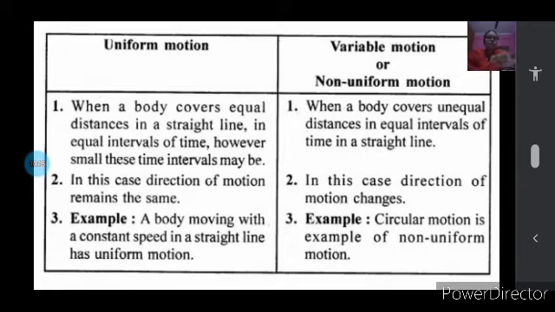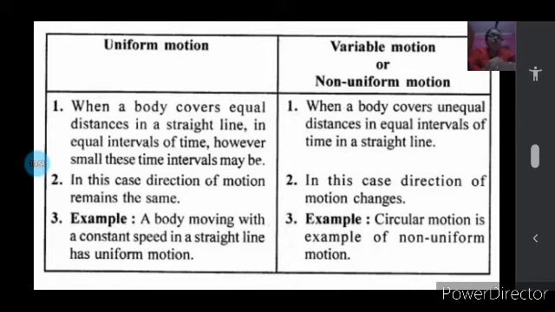So what is uniform and non-uniform? Uniform motion is when a body covers equal distance in a straight line in equal intervals of time. I have shown you an example, so you will be able to understand the definition. However small these intervals, let it be 0.1 second also, if it is able to keep the time intervals equal, then we call it uniform motion. In this case, the direction of motion remains the same. That's why we are specifically saying that the object is moving in a straight line. One example I have already shown you, and you can write an example of your own also.